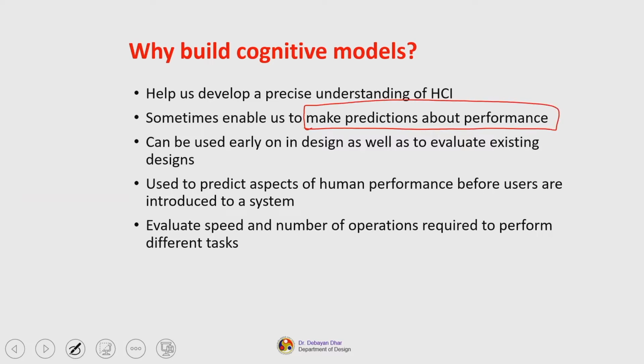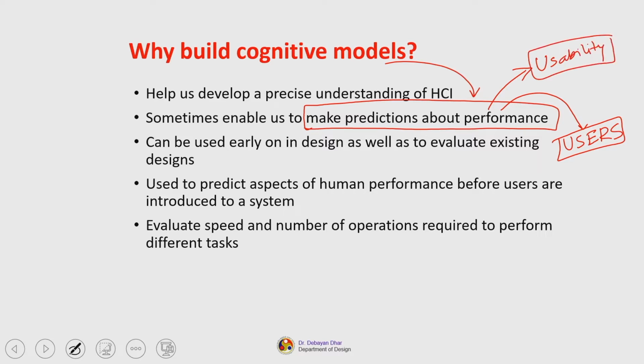What helps us? Cognitive models. About whose performance? For whom we are developing or building this product. That means, for our users. And why are we so concerned about performance? Because it is the performance that affects usability. And how does this performance affect usability?